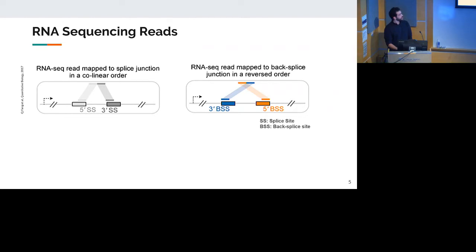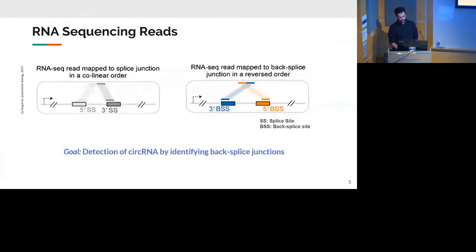Here in the figure on the left, you can see a linear read that is mapped to a typical junction site in a collinear order compared to the reference genome, but the reads that are mapped to the back-splice junction sites will have a reverse order, as you see on the right. So we are going to use this signal to detect the circular RNAs by identifying these back-splice junction reads from the RNA sequencing data.